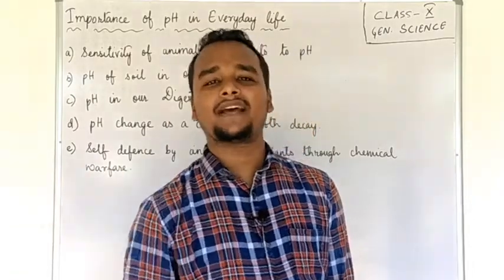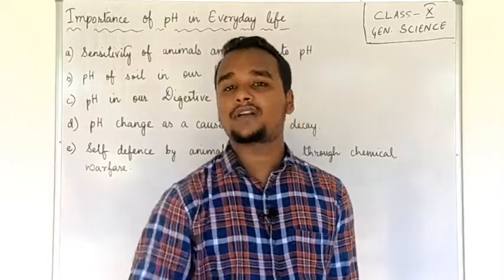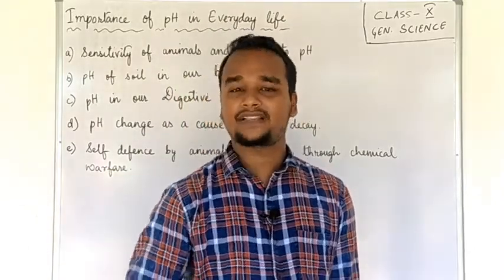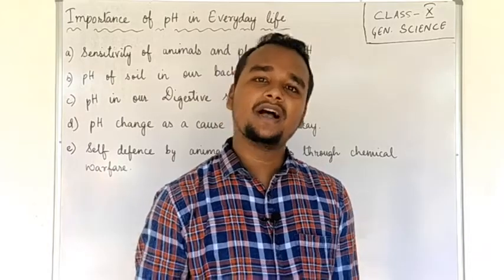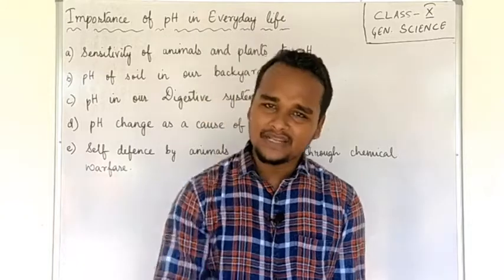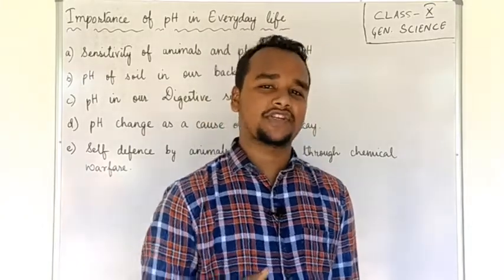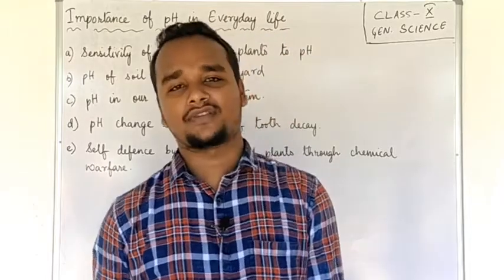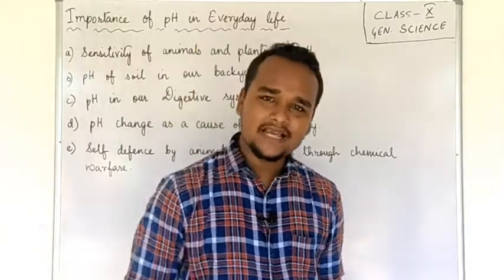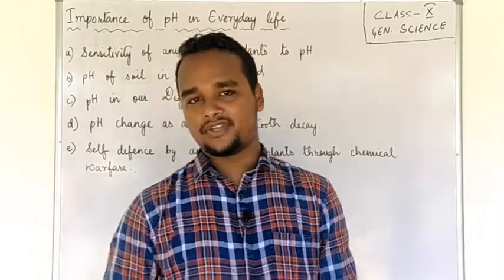You have all read about the devastation caused by acid rain. It has not left even the Taj Mahal. It is the impact of acid rain only. What happens? The buildings are destroyed. Though it is a slow change, it is a slow destruction, but definitely a destruction. So this is how animals and plants are sensitive towards pH change.